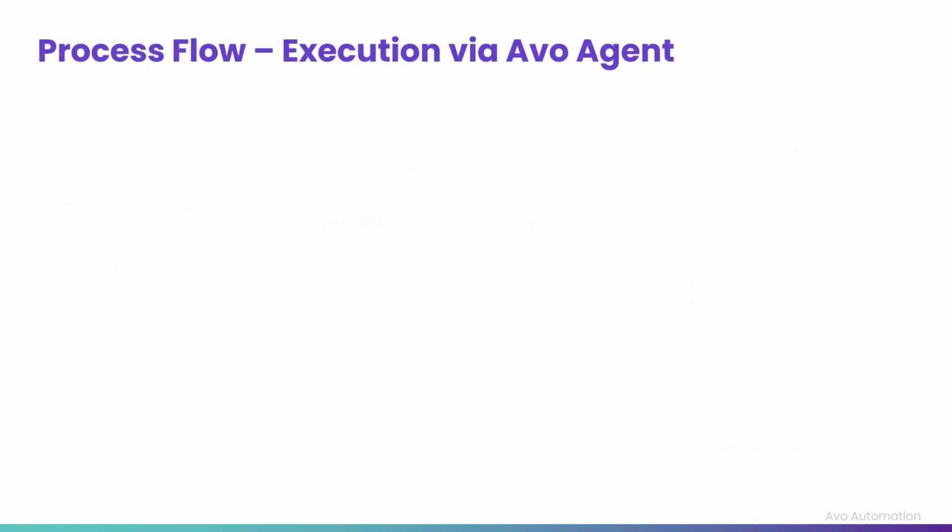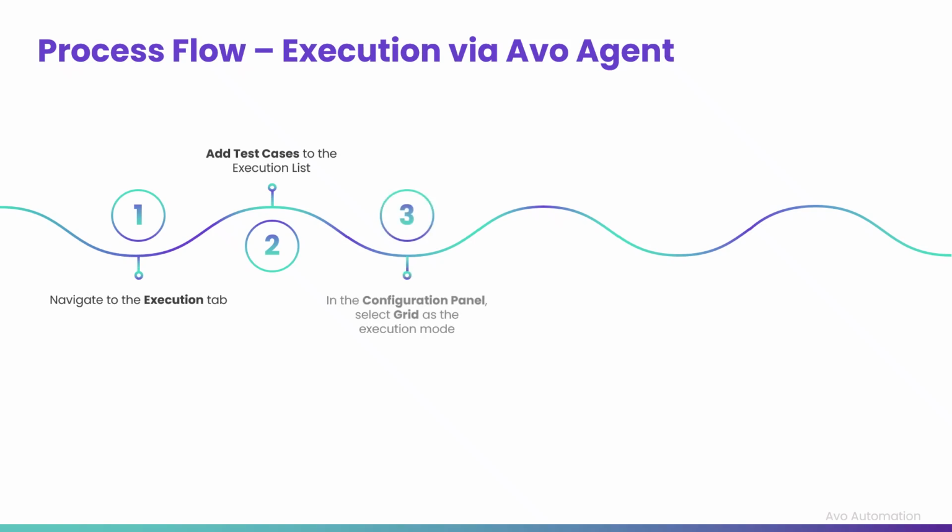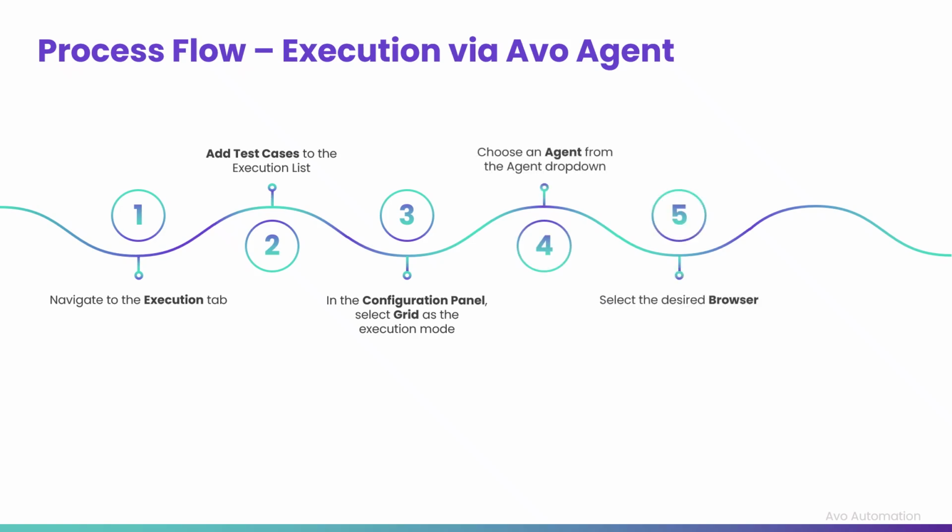Now, as we know about the prerequisites, let us learn about the process flow of an execution through an agent. To start with, a user needs to navigate to the Execution tab and add test cases to an execution list. Once this is done, bring up the configuration panel, which will display two options, Client and Grid. The user needs to select Grid as the execution mode. Then, choose an agent from the Agent dropdown. Once done, they must select the required browser. And finally, click the Execute button to start the execution with Avo Assure Agent.